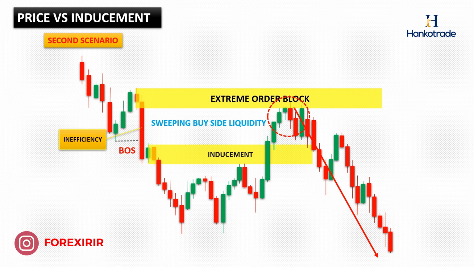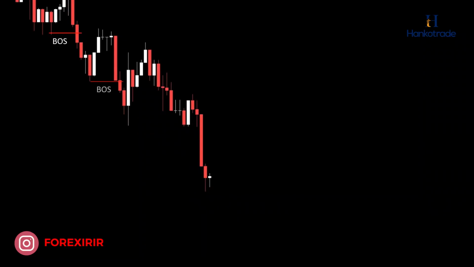This pattern signifies the absorption of liquidity and serves as confirmation of the strength of the identified demand or supply zone. By recognizing this pattern, we can seize the opportunity to enter the market with increased confidence. Now, let's switch to a real chart and examine some actual inducement examples.